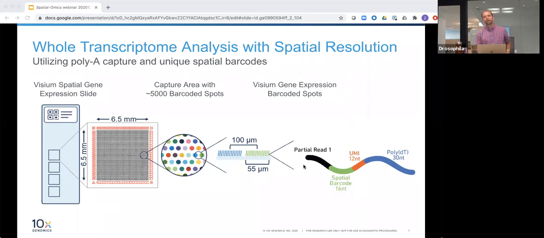And for those of you who are familiar with our single cell 3' product, this oligo should look very familiar to you. It's essentially the same. It's partial TruSeq Read 1 with a 16-base spatial barcode, a 12-base UMI, and a 30-base poly-dT sequence.